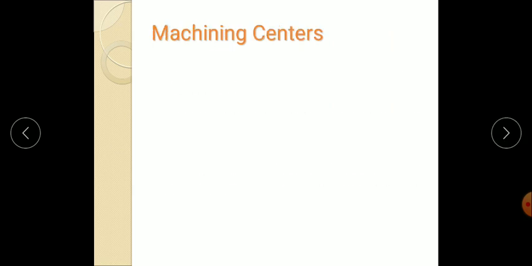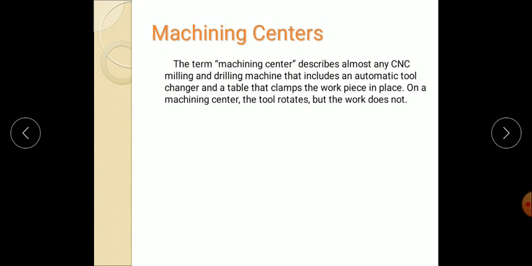Next one is the machining center. So what is this machining center? The machining center describes almost any CNC milling and drilling machine that includes an automatic tool changer and a table that clamps the workpiece in place on a machining center. The tool rotates but the work does not.